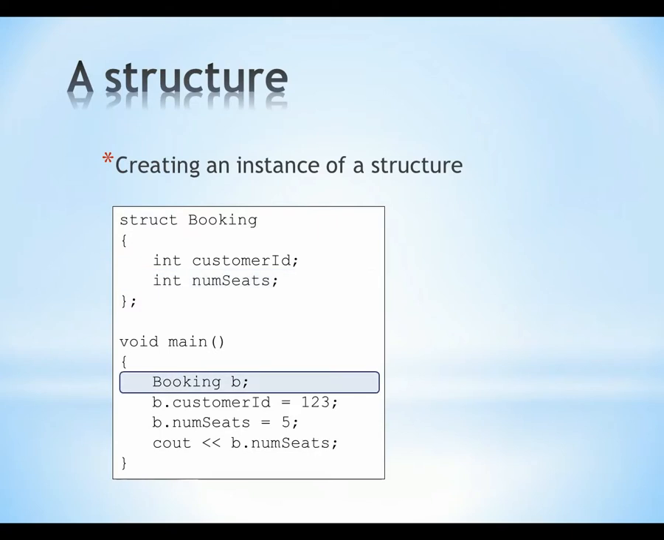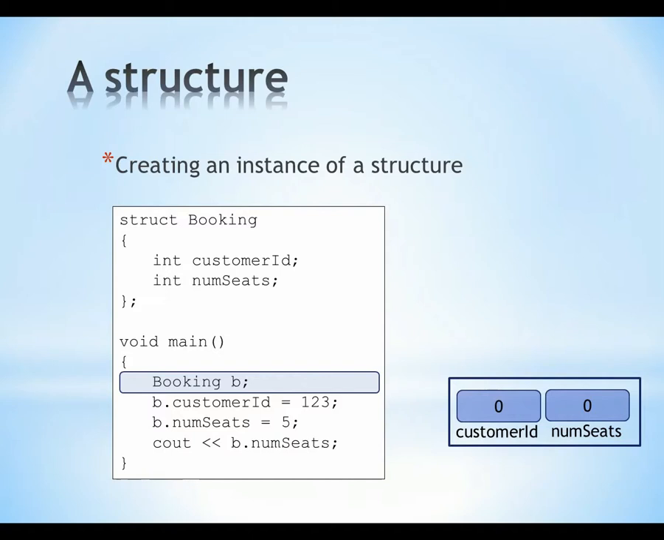Then we can use the struct by declaring a variable, b, which will set up in memory an area that will hold two integers, customerID and num_seats. It will also set up a variable called b that will hold the address for the struct.